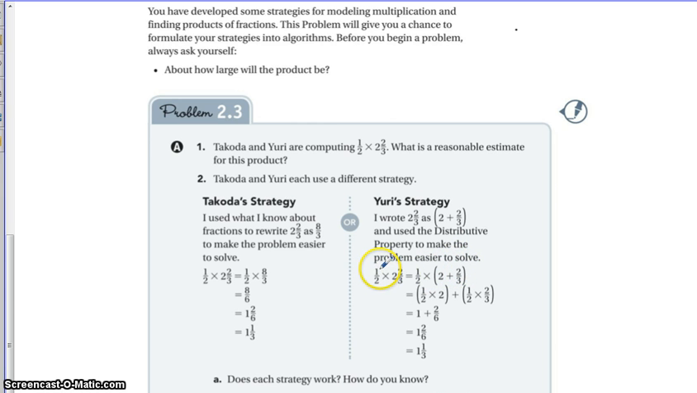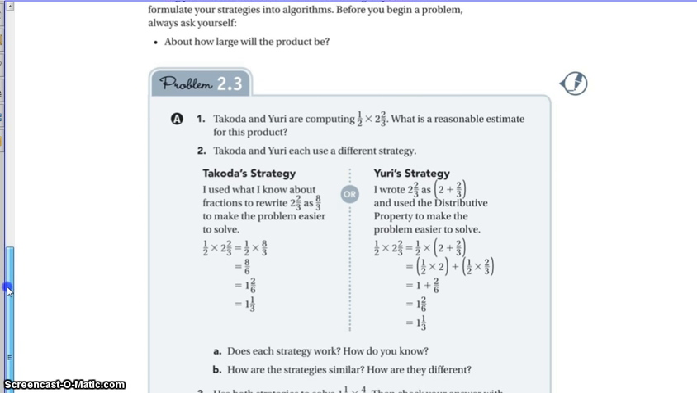So when we take 1/2 times 2 2/3, that would be the same thing as distributing 1/2 to both the 2 and the 2/3. So we would multiply 1/2 times 2 first and get a 1, and then we would add that product to the product of 1/2 times 2/3, which would be 1 times 2 is 2, 2 times 3 is 6. Then we'd add these together and we would get 1 2/6, which simplifies down to 1 1/3. So let's go on to A2A.